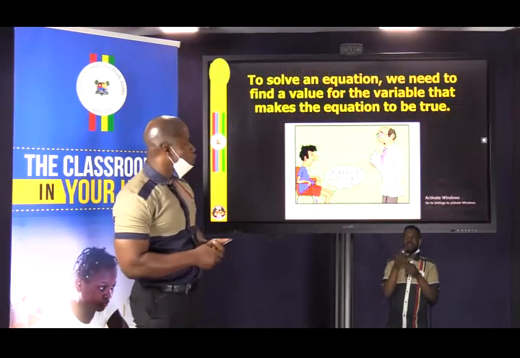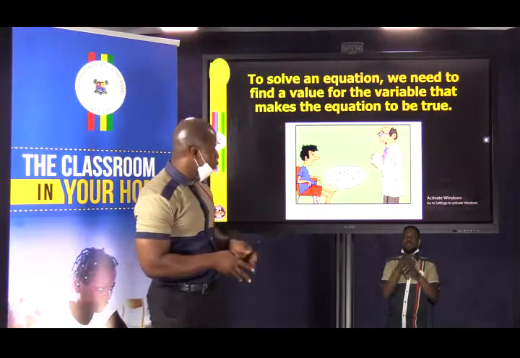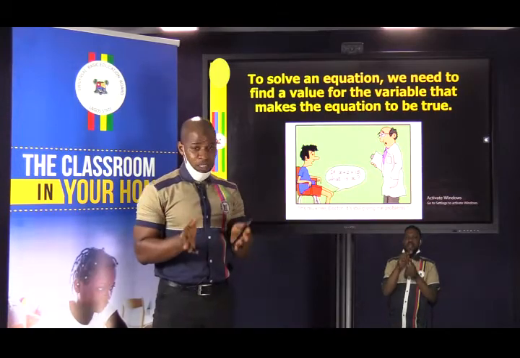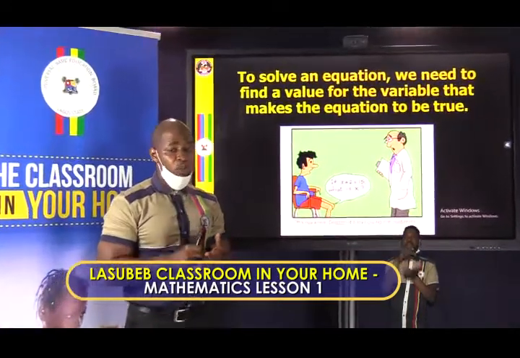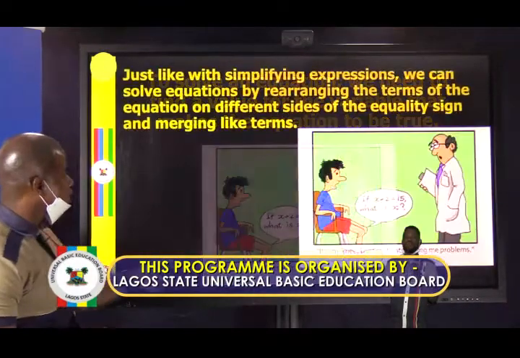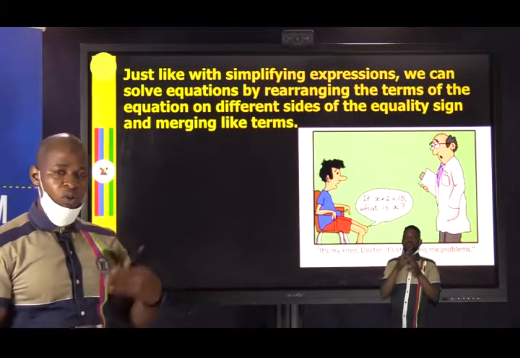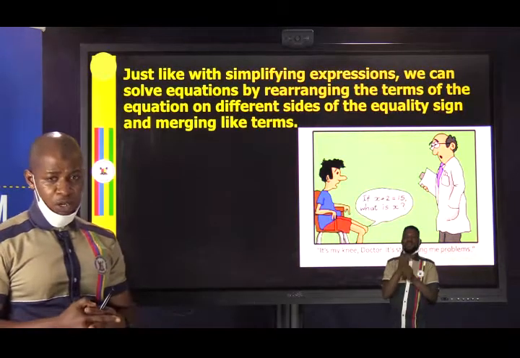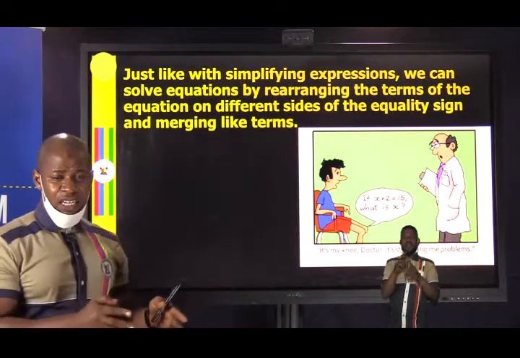Let's look at how to solve the mathematical equation. To solve the mathematical equation, you will have a variable, a letter like an X or A or B or C. To solve it means to find the number that A or B or C will represent that will make the whole equation true. And to solve that equation, what we do is similar to what we did when we were simplifying expressions. We just basically rearrange the terms, identify the terms, collect like terms together, and rearrange.